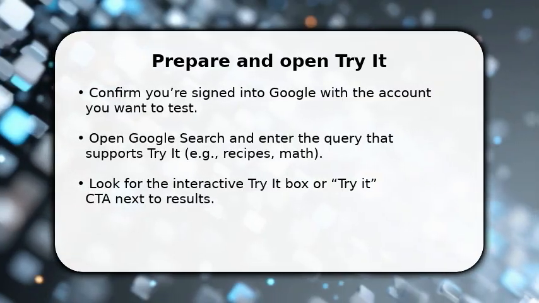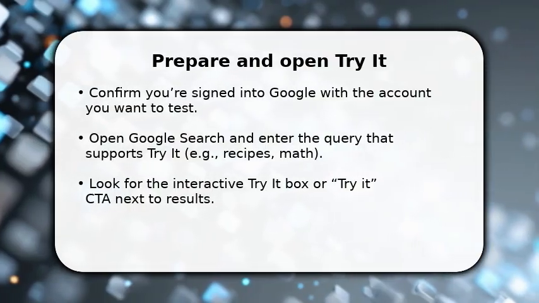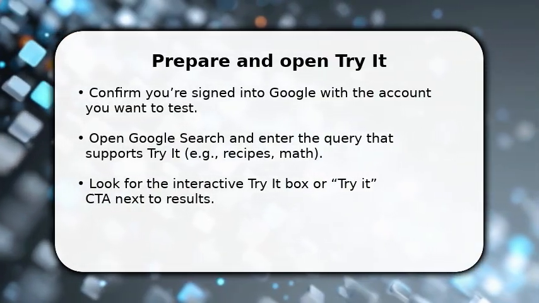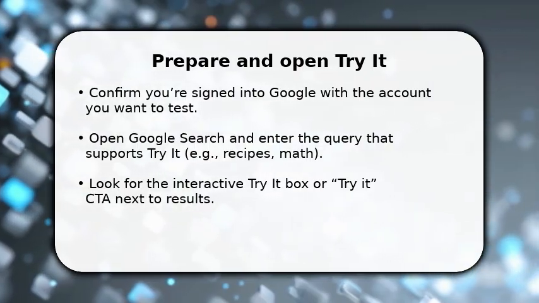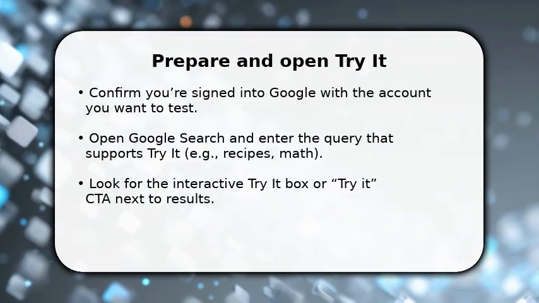You start by signing into Google and choosing the account you'll use. This keeps settings and history consistent. Next, type a query that supports interactive results. Recipes, units, math, or code snippets work well.